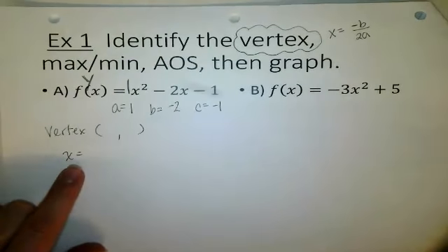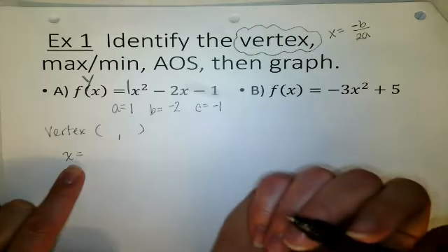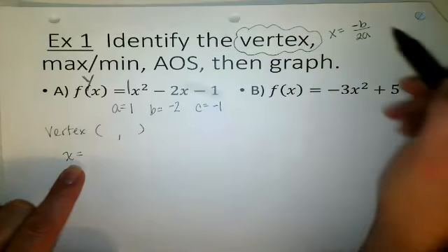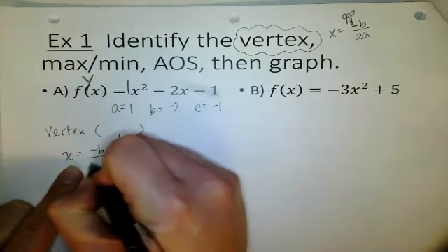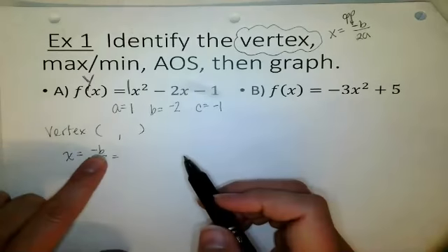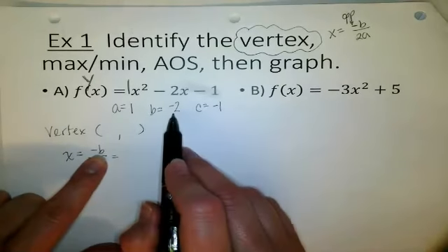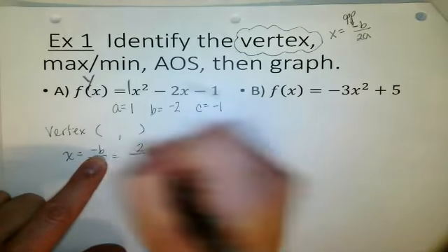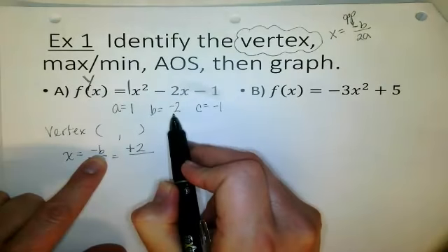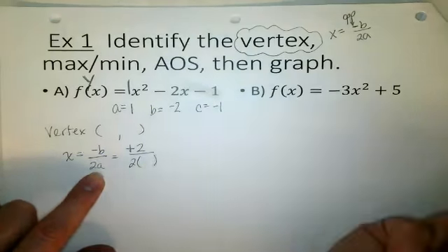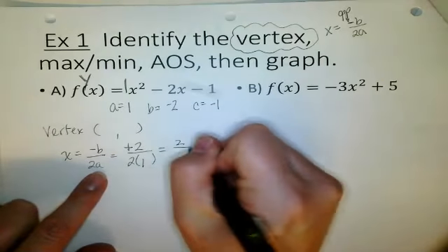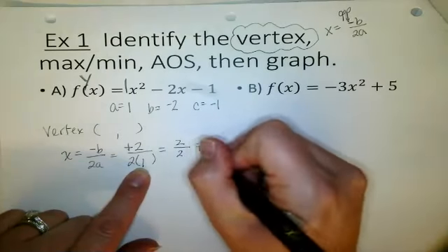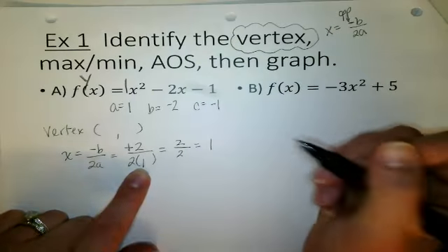What's the formula to find the x-coordinate of the vertex? I love how you said the opposite of b over 2a. The opposite of b over 2a is really important. We understand it's the opposite of b. Here's our b value. What's the opposite of b? Positive 2. The opposite of your b value over 2 times a. What's our a value? 1. So we have 2 over 2 times 1, which is just 2. And 2 over 2 is 1.